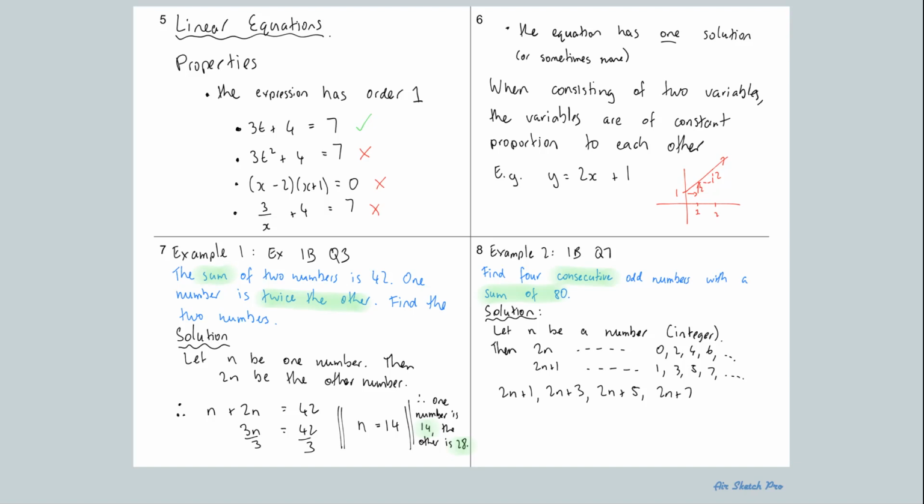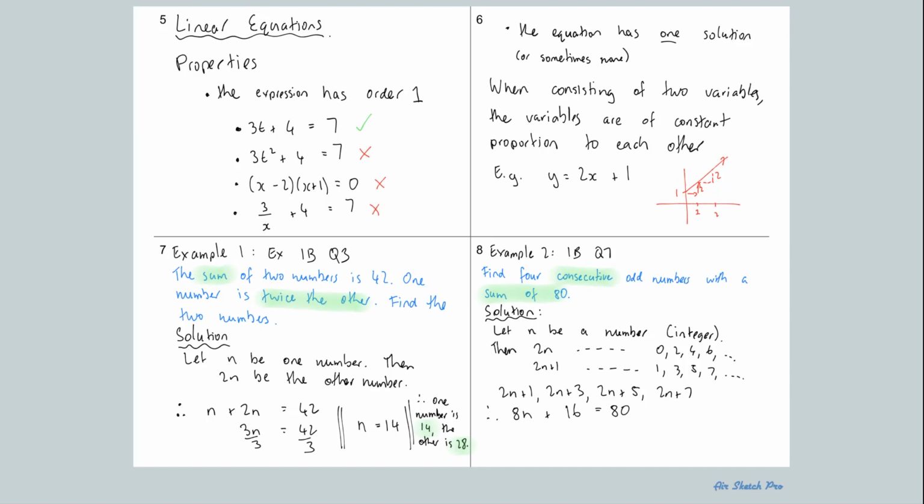So we're told that these consecutive odd numbers have a sum of 80. We need to know sum means add. So I add them together. I might just do this bit in my head and just get it all down really quickly. So 2n plus 2n plus 2n plus 2n is 8n. And then let's add up the numbers. 1 and 3 is 4, and 5 is 9, sorry, and 9 and 7 is 16. So we've got 8n plus 16 is equal to 80.